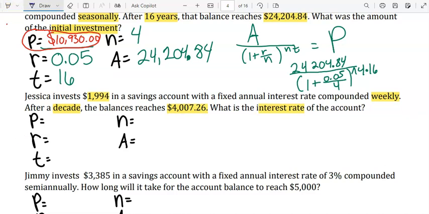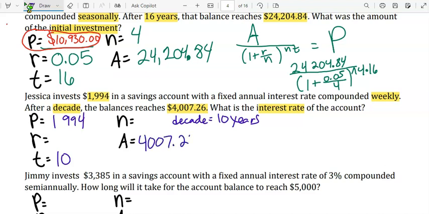Let's write out all of our givens. She originally invested this amount of money, so that would be the initial amount, $1,994. The interest rate, we don't know what that is yet. The time was a decade. 1 decade is 10 years. And then the new balance was $4,007.26. It was compounded weekly, so N is going to be 52.